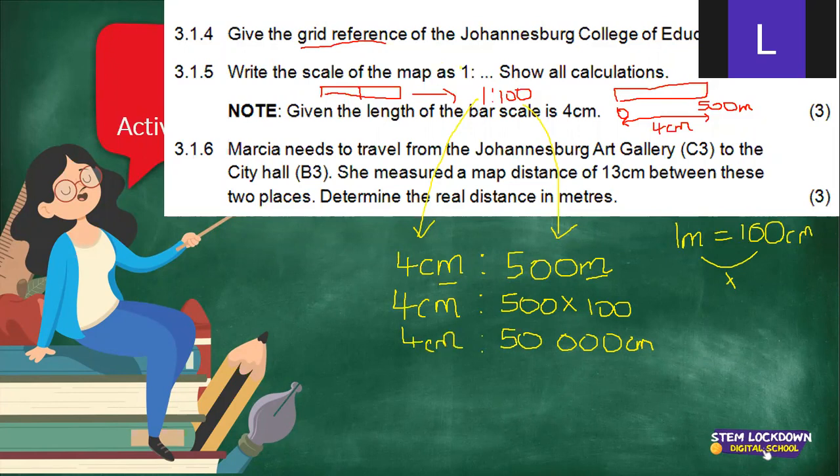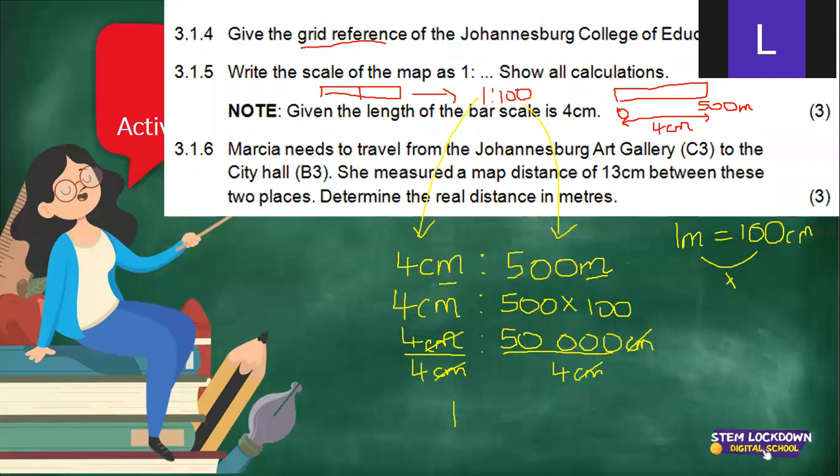And my format must be 1 to something. So for me to have 1 on the left, what must I do to 4 centimeters? For me to have 1, I must obviously divide 4 centimeters by 4 centimeters. Remember, my ratio does not have units. 4 divided by 4 is 1. What I do on the left, I must do on the right. What is 50,000 divided by 4?